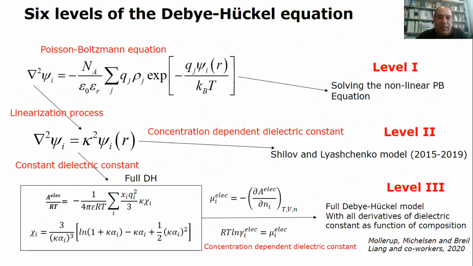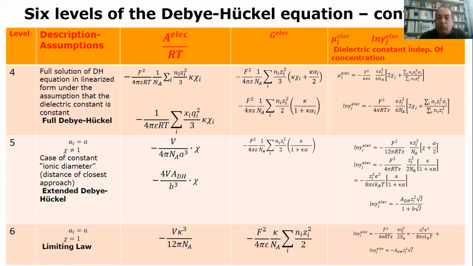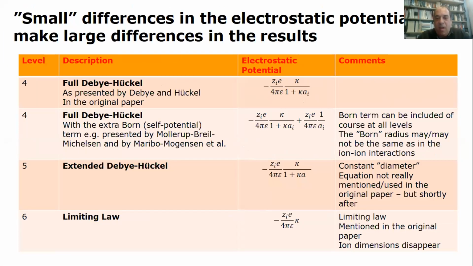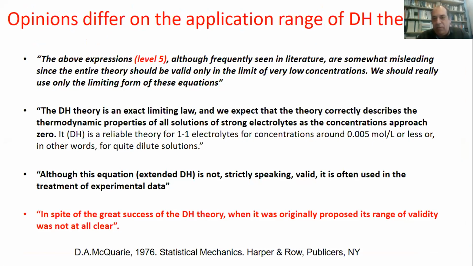So these are the 6 levels of the Debye-Hückel equation that I have presented. I haven't presented all of them, but the Poisson-Boltzmann equation, the linearization process. Actually, Silov and Lyashenko very recently added a composition-dependent dielectric constant before solving the equation here. That's quite an interesting development. Then the full equation, assuming that the dielectric constant is composition-dependent, then maybe considering the composition dependency after that, or not considering it at all. So you can see that levels 5 and 6 are probably the versions of the Debye-Hückel equation that you see in textbooks, the extended law and the limiting law. So level 5 and level 6 are, I would call them, the textbook equations. But they are not the full Debye-Hückel equation.